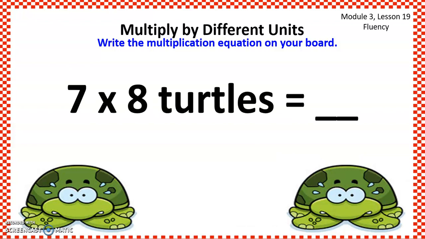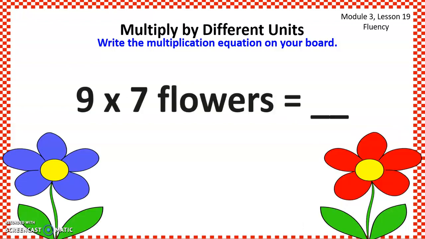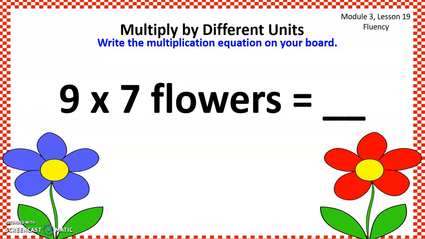Wow, that's a total. 7 times 8 turtles. 8 times 9 chairs. Last but not the least, 9 times 7 flowers. So how many flowers do we have?